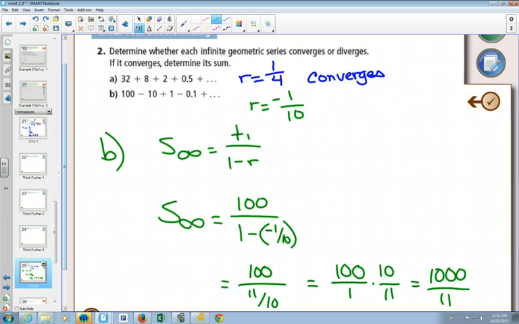And I get 1,000 over 11, which at the bottom they actually change it to a decimal. I would leave my answer as a fraction like that. You wouldn't have to change it to a decimal unless it says what they would like it to be, to 2 decimal places or something like that. So this one also converges.